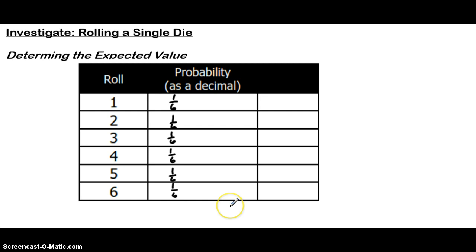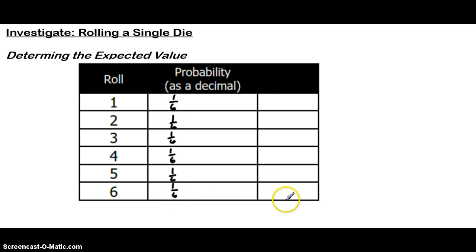Okay, so I'm going to show you how to do it for the single die here, and either hopefully you've tried it on your own, or if you just wanted to see how to do it for this one and then try the next one on your own, that's fine too. So notice I've written all the probabilities out again, and notice I've written them out as a fraction this time.